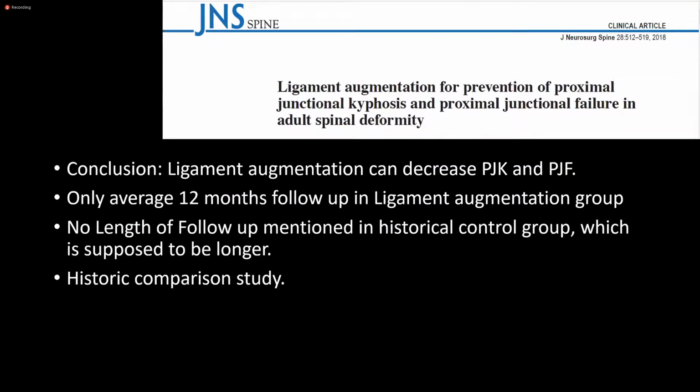Then this paper published in 2018 showed ligament augmentation to prevent PJK. Their conclusion was that ligament augmentation can help, but their study group had only an average of 12 months of follow-up. Is there a possibility that ligament augmentation can only delay the PJK from happening, and 12 months may not be long enough to catch the true incidence of PJK in that patient group?